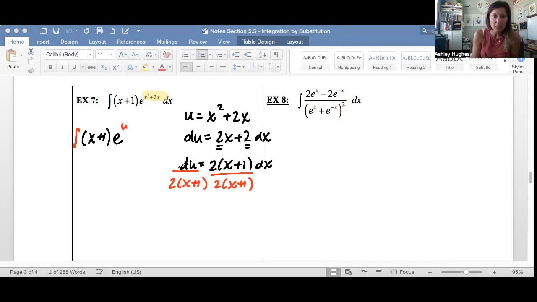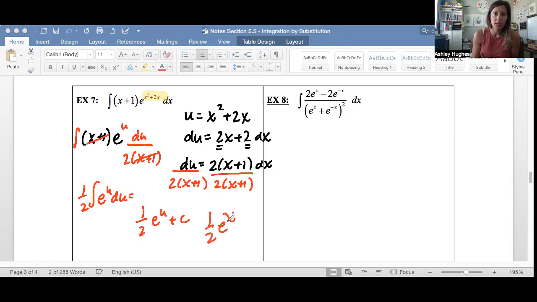And then instead of writing dx, I'm going to write du over 2 times x plus 1. These cancel. And so I have 1/2 e to the u du. And the integral of e to the u is actually just e to the u. So 1/2 e to the x squared plus 2x plus c.